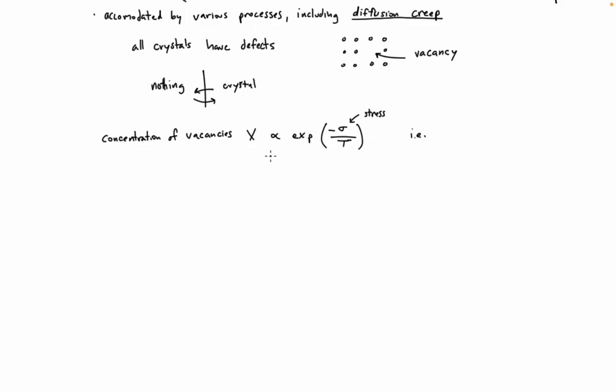So in this Arrhenius form, which should look familiar from the diffusion segment of the class, as the temperature goes up, the number of vacancies goes up. And that's because of the negative sign and the fact that the temperature is in the denominator. So higher temperature, more vacancies.